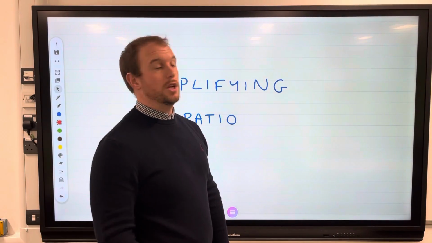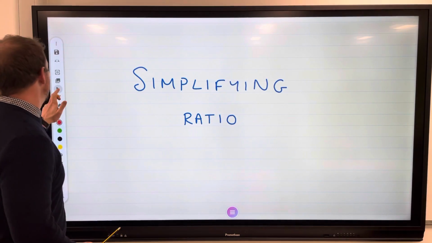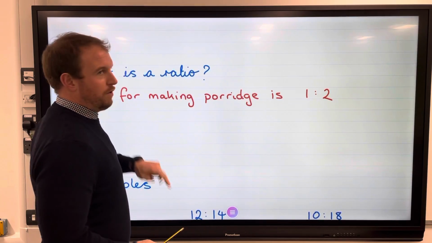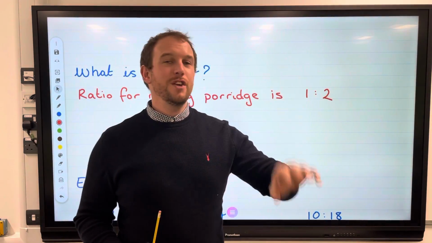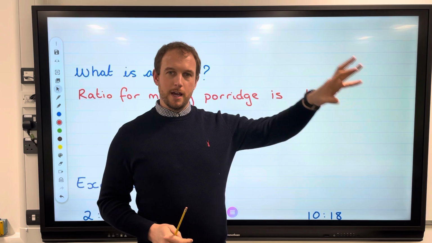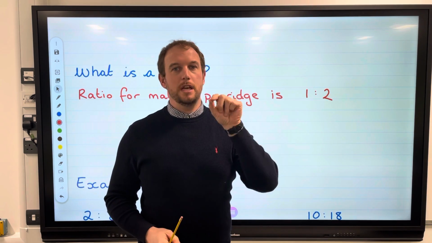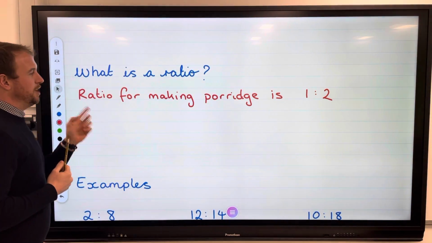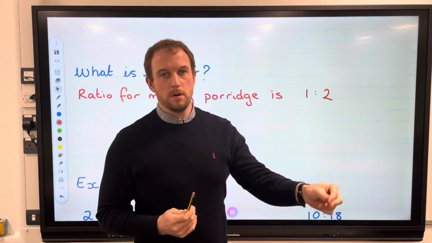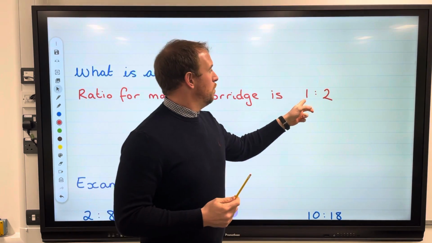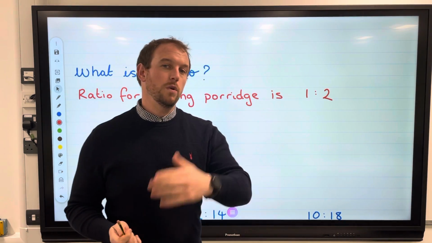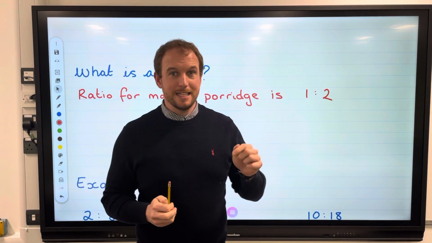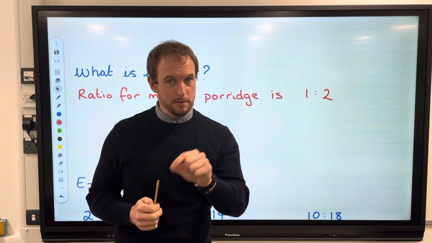Okay, so today I want to look at simplifying ratio, but before we do, what is a ratio? You've heard the word before, you've even seen it on posters, but let's think about what it actually means, what the numbers represent. A good example is the ratio for making porridge, which is 1 to 2, which means 1 lot of oats to 2 lots of milk. However, each of these sizes has to be the same. Each part is the same size.